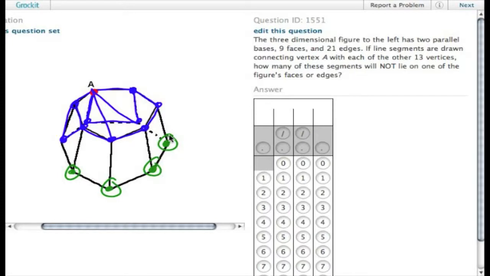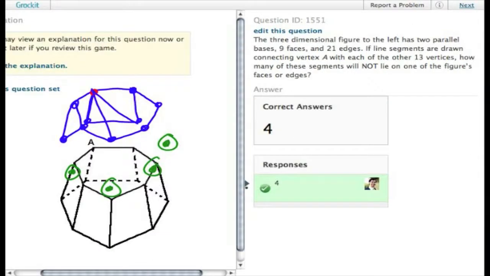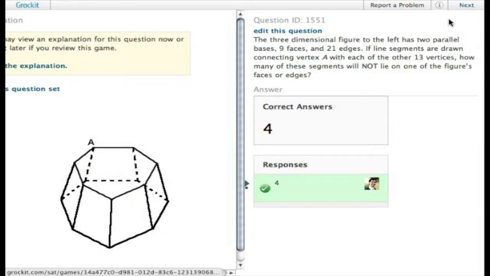Therefore, if you drew a line between them, they would not lie along one of the faces or edges. So our correct answer is 4. Let's go ahead and plot that out to make sure we're correct. And we are. Okay, moving on.